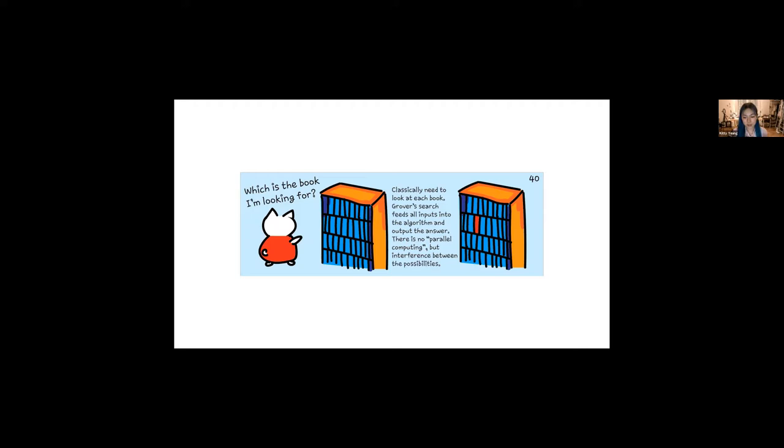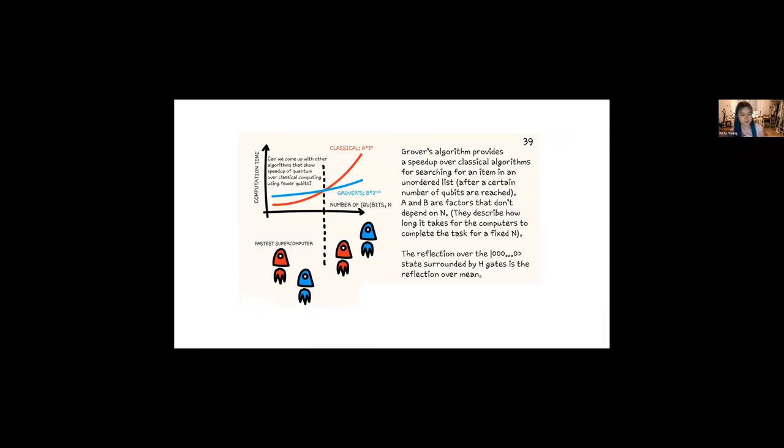It's not parallel computing, but it's interference between all the possibilities. So at the end of the algorithm, you are extracting the information that you were looking for. It has the highest amplitude when you do a measurement, whereas the other ones would destructively interfere with each other and cancel out. So it is kind of a race.